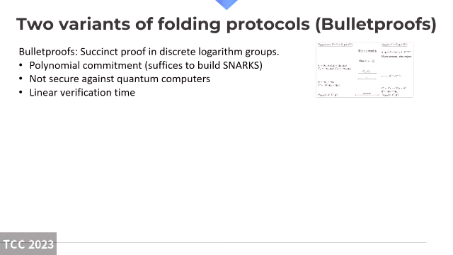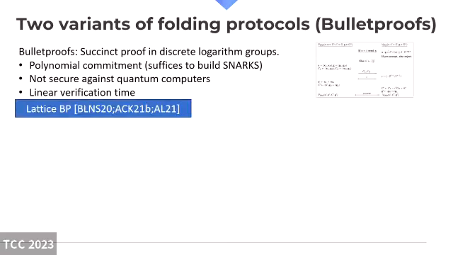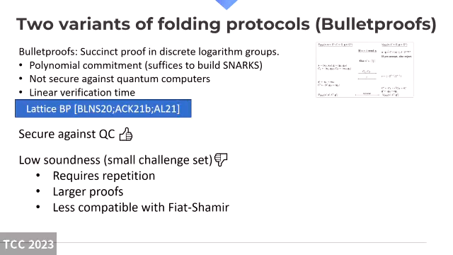However, there are alternatives. It turns out that we can construct a very similar type of argument using lattice assumptions. This is sometimes referred to as lattice bulletproofs. One of the benefits is that it's plausibly secure against quantum computers. However, it also has some downsides. In particular, it has fairly low soundness, and the reason for that is that we only know how to instantiate it using a small polynomial-sized challenge set. In order to deal with that, we have to repeat the protocol multiple times. That blows up the proof size.